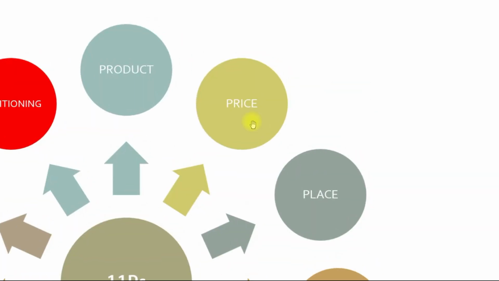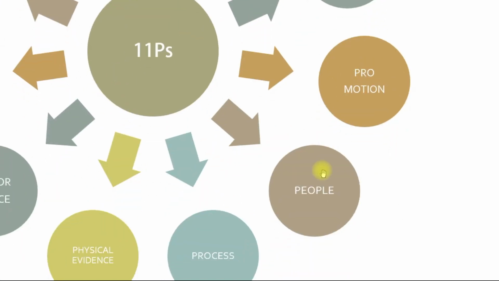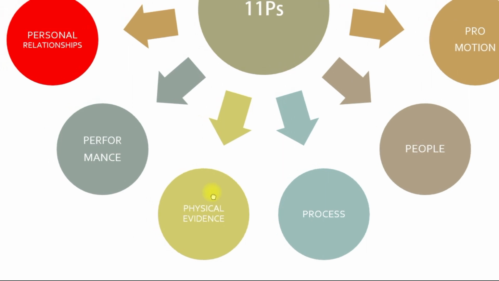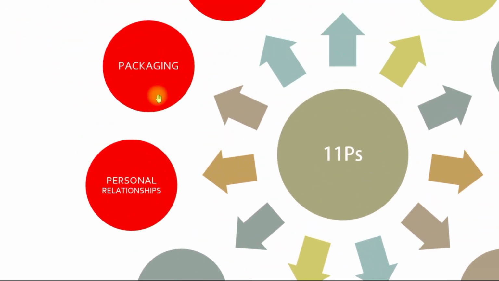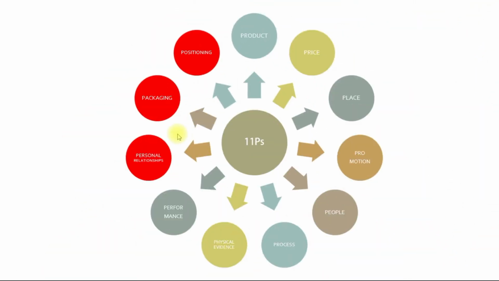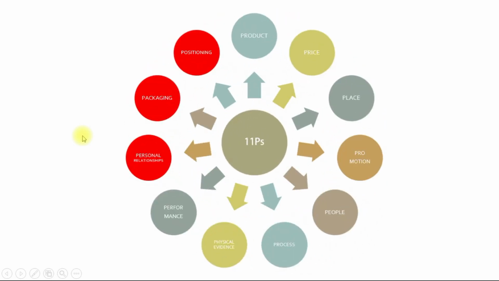Product, price, place, promotion, people, process, physical evidence, performance, personal relationship, packaging, positioning. The 11 P's of marketing.